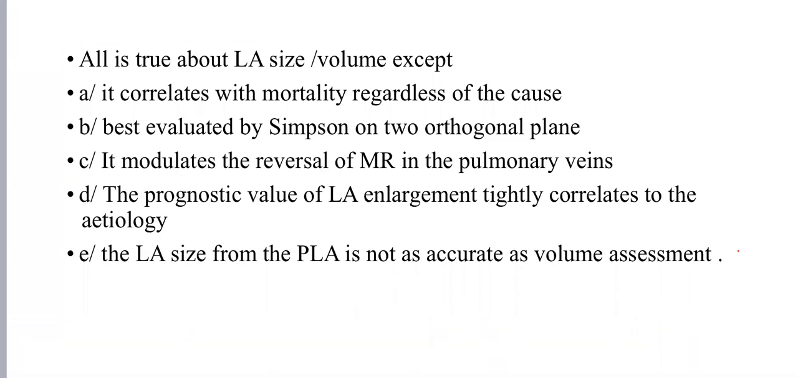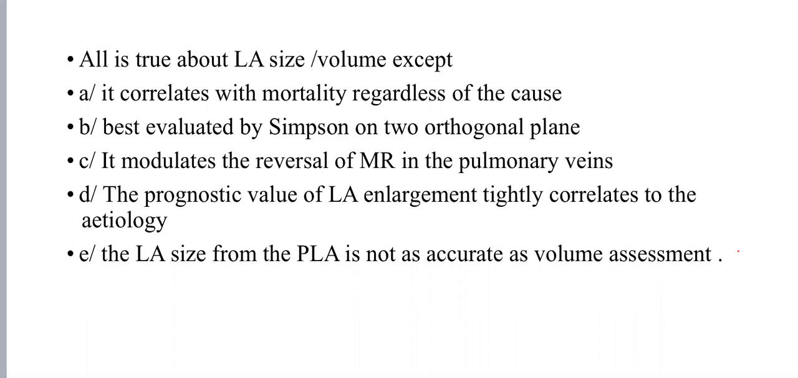So you think A is true? He is right. Definitely right. So which one is not right? E, I go with E. Because the LA size measurement is not as accurate as the volume. The volumetric measurement of the LA is better than the dimensional measurement, yes. So it's right. Yes, C is right, E is right, and D is wrong.